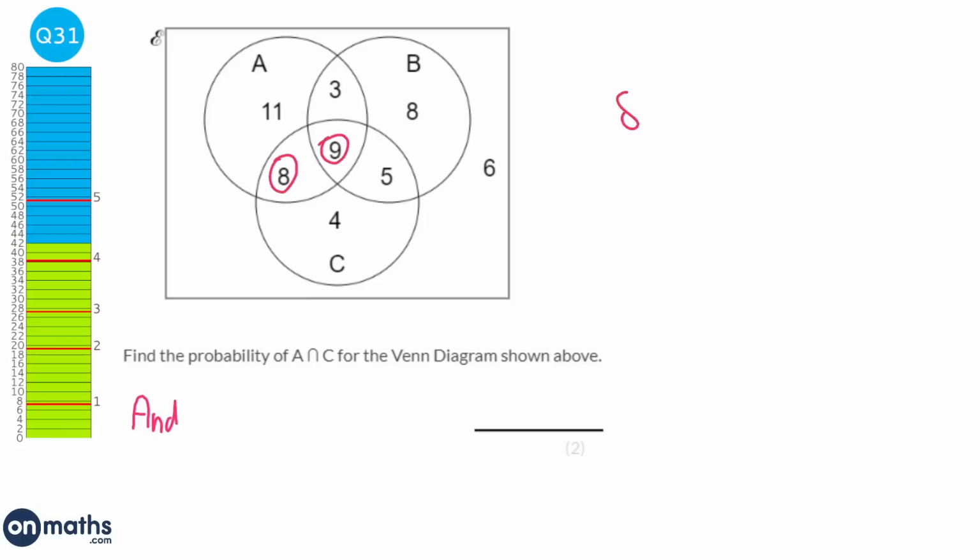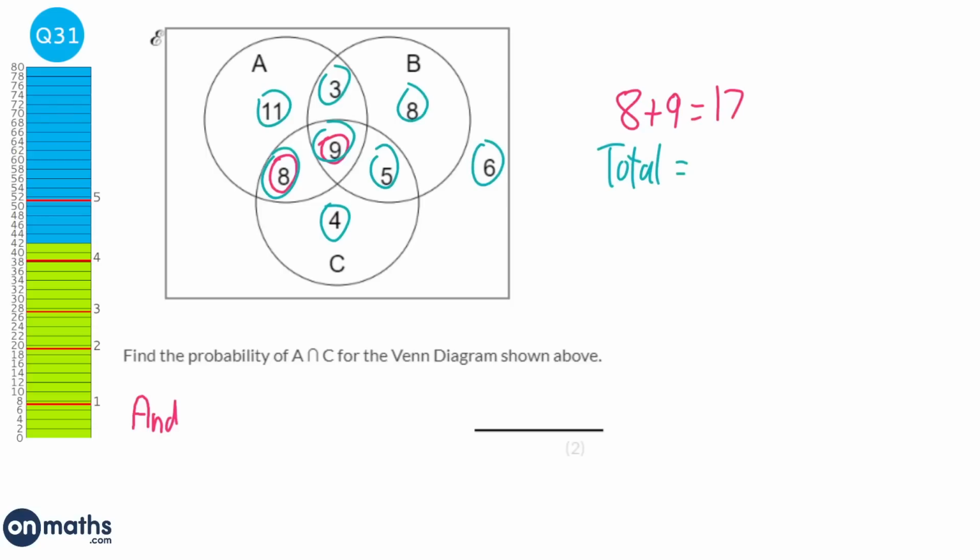So we're going to just add the 8 and the 9 together, which gives us 17. Now we need to work out how many numbers there are in total, so that's all of them. So 4 plus 8 plus 9 plus 5 plus 8 plus 3 plus 11 plus 6. The total is 54. Then we get the 17, and we put that over the amount in total, so over 54.